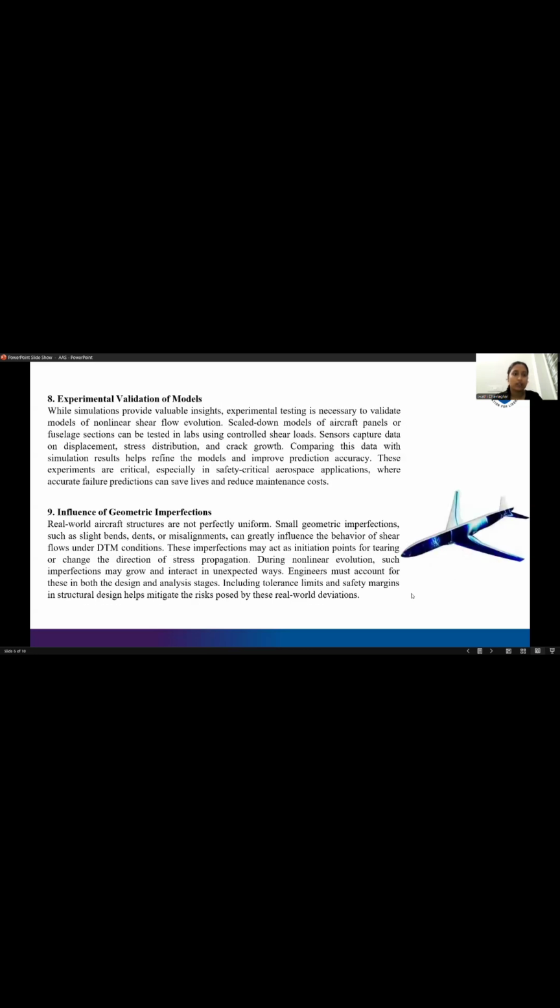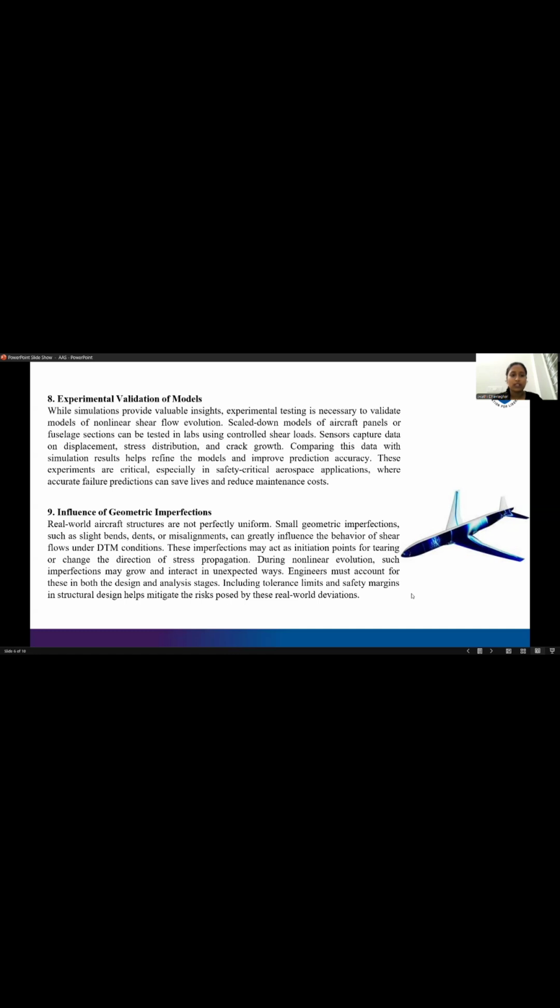Experimental validation of models. While simulation provides valuable insights, experimental testing is necessary to validate models of nonlinear shear flow evolution. Scaled-down models of aircraft panels or fuselage sections can be tested in labs using controlled shear loads. Sensors capture data on stress distribution and crack growth. Comparing this data with simulation helps refine the models to improve prediction accuracy.